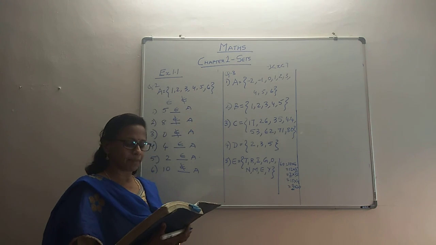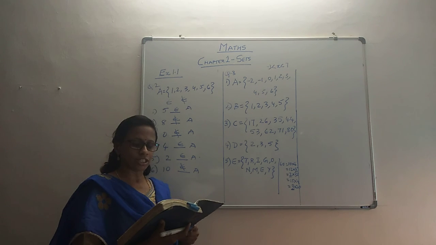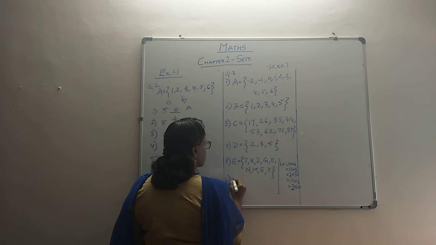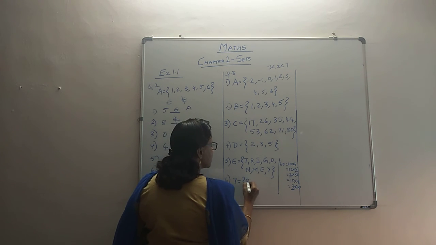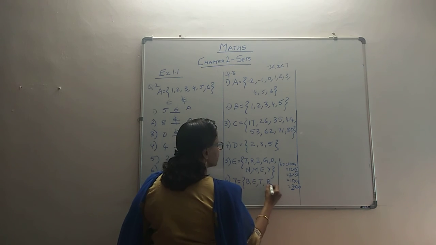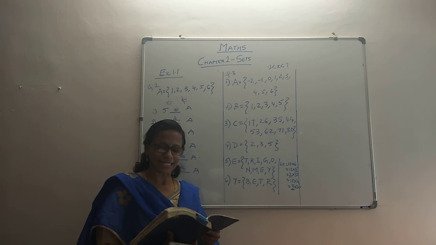Now in the sixth subpart, they ask us, it's a set F, the set of all the letters of the word better. Same thing, we cannot have repetitions. So better. B, E, T, again T cannot be written, again E cannot be written, R can be written. So we have only B, E, T, R.